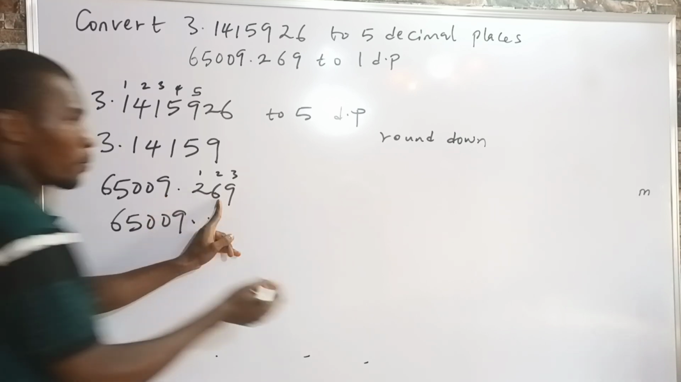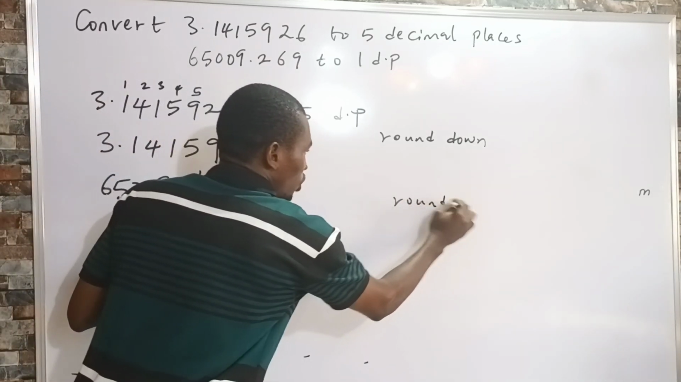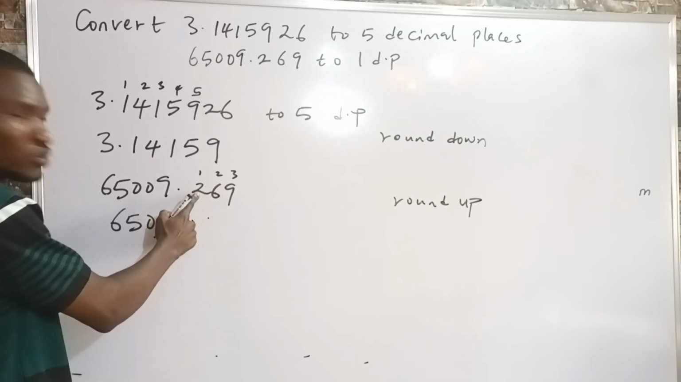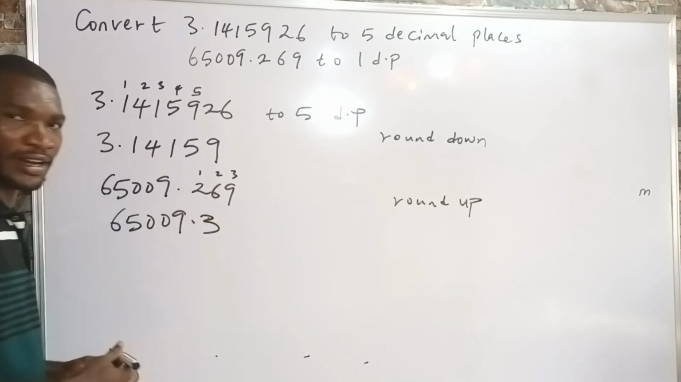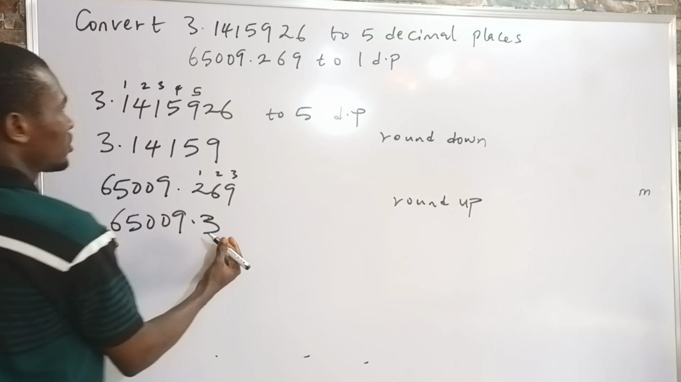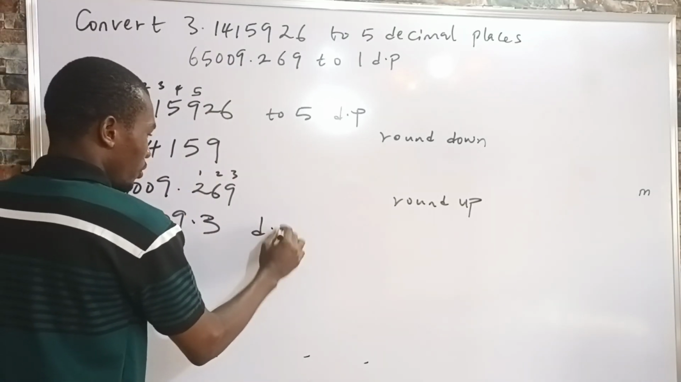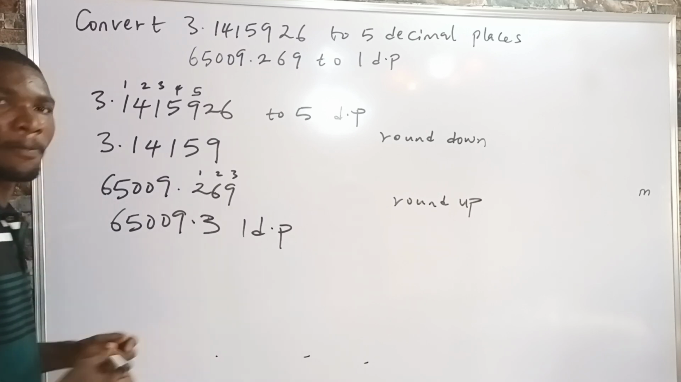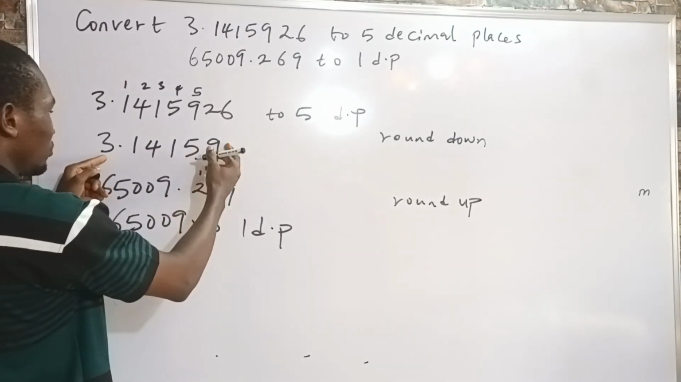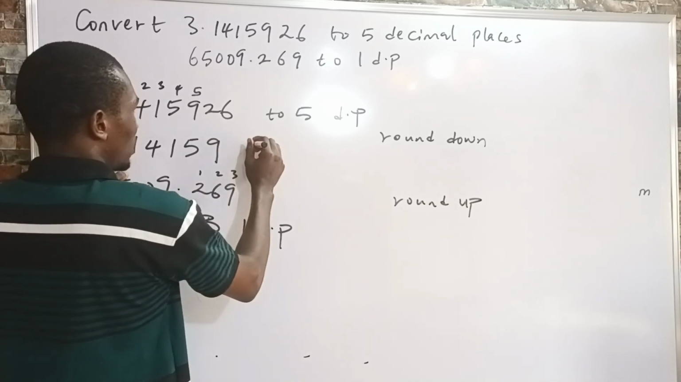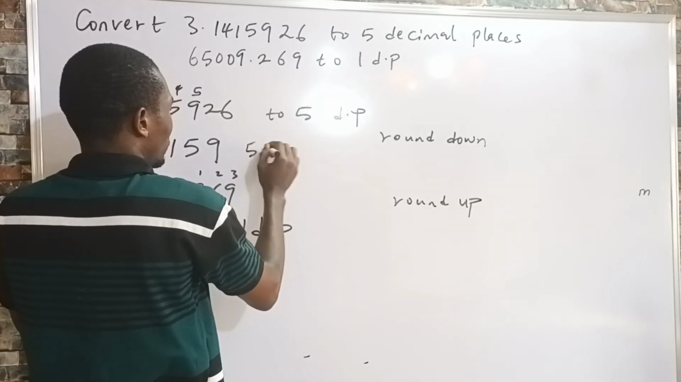Therefore, we round up. We do what? We round up. And rounding up simply means borrow 1 from this 6 and add to this 2 to make it 3. So we have succeeded in converting this number to this number, which is now in 1 decimal place. And this number to this number, which is now to 5 decimal place.